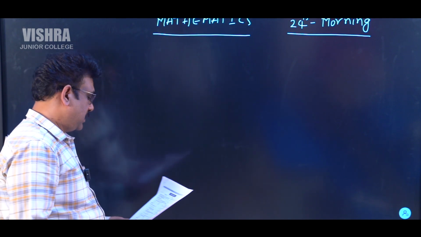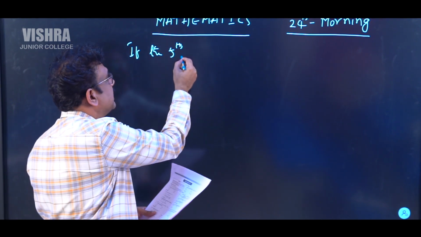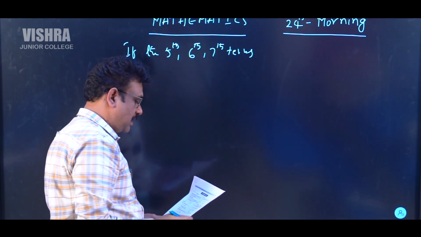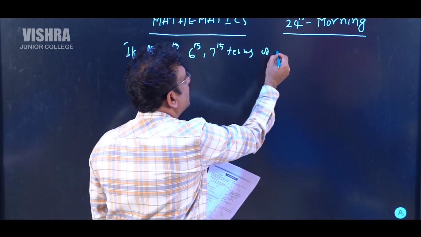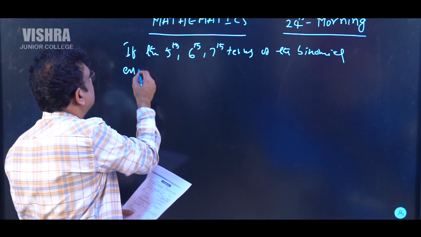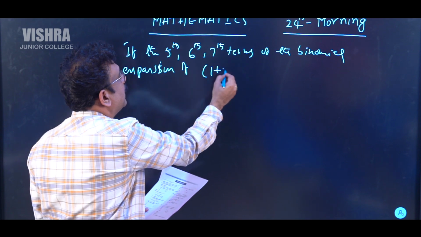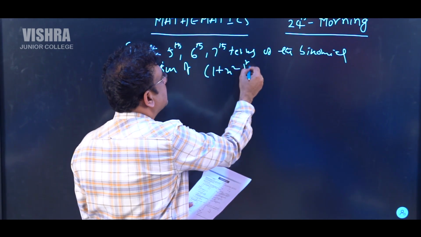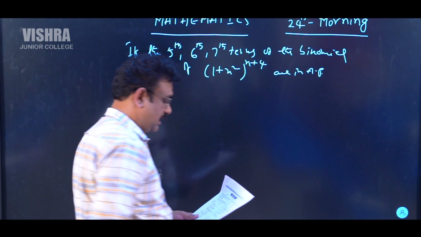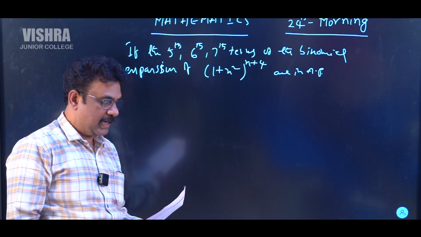In this, the first problem: if the fifth, sixth, and seventh terms of the binomial expansion of (1 + x²)^(n+4) are in AP, then find the greatest binomial coefficient in the expansion of (1 + x²)^(n+4).